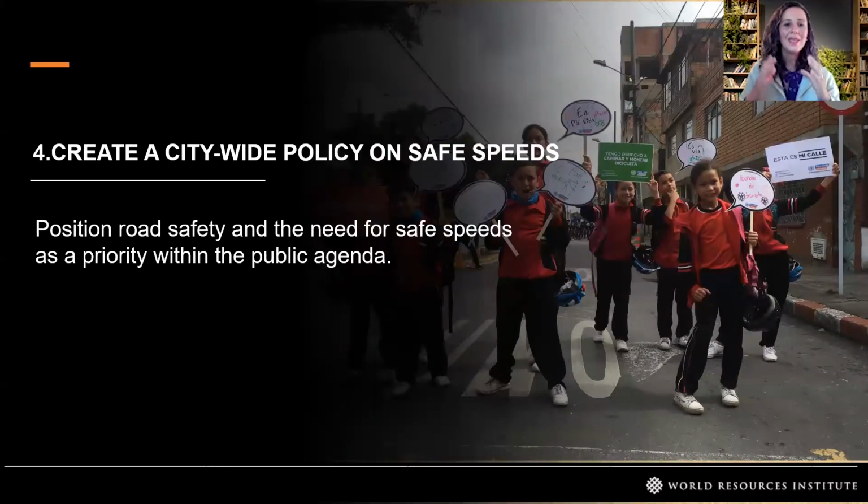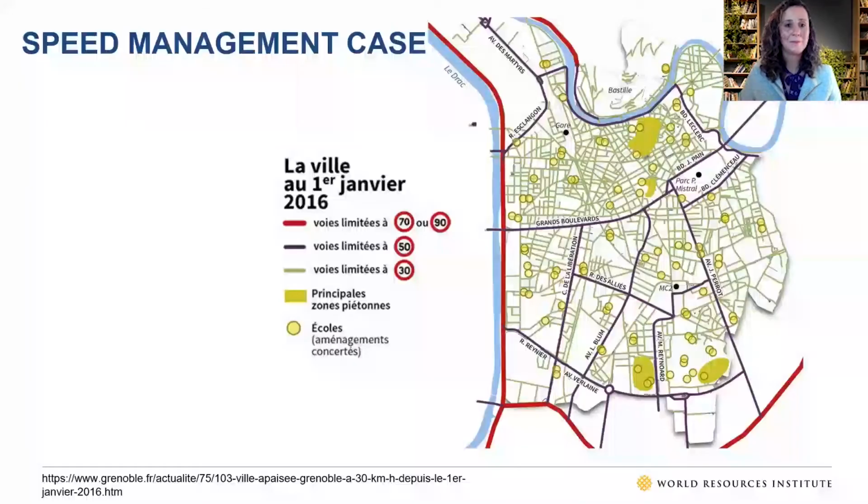Fourth, create a citywide policy on safe speeds. You know that if you don't have safe speeds in your city, you cannot have a livable city. You cannot have a city that aims for sustainability, that aims to eliminate poverty. So this is a very important topic to position with the community and in the public agenda.